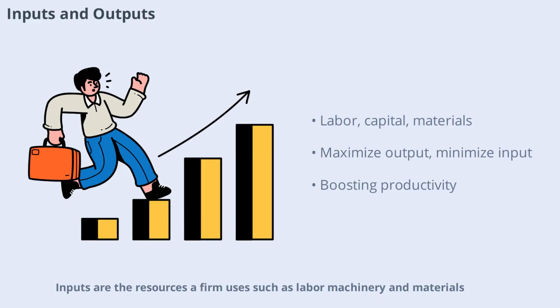Inputs are the resources a firm uses, such as labor, machinery, and materials. Outputs are the goods or services produced. The relationship between inputs and outputs is fundamental to understanding production. Firms strive to maximize output while minimizing input costs. This balance is achieved through careful planning, technological innovation, and effective management. By analyzing input-output relationships, firms can identify areas for improvement and boost overall productivity.